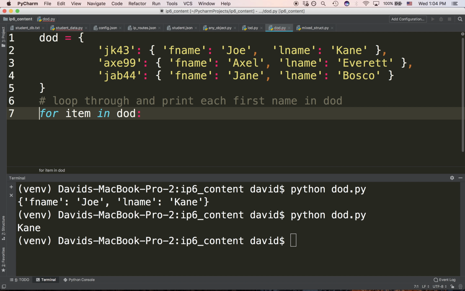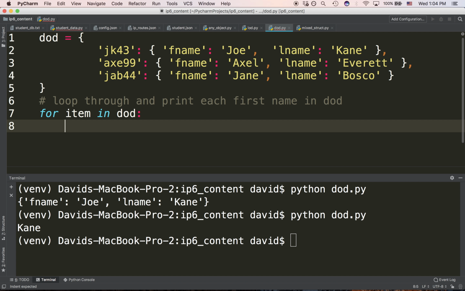Okay, let's do it. So the very first question that I was asking you informally is, what is item? And the answer is, when you're looping through a dictionary, you're looping through the keys. Remember? So when we loop through a dictionary, we're looping through the keys. Now, the biggest mistake that I've seen people make is that they feel that item must be the inner dictionary. So they'll say, print item L name. And what they get is some weird error, or seemingly weird error, string indices must be integers.